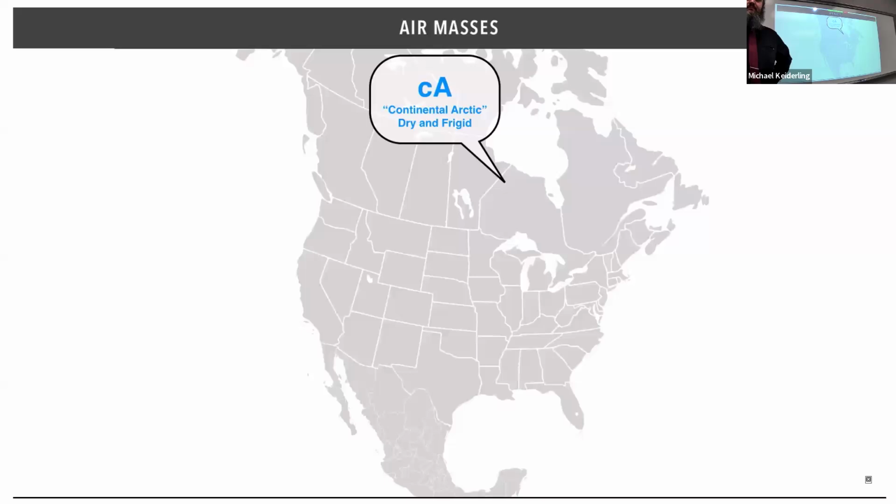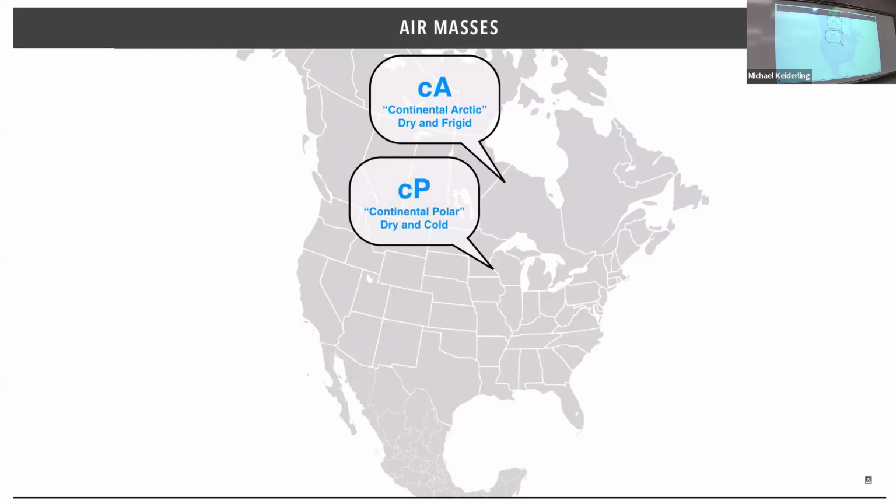cA air masses rarely make it all the way down to the United States, though they do have an impact on our weather. The more common cold air mass that affects us in the United States is a cP, or continental polar air mass. This sort of air mass is dry and cold, though not quite as cold as an Arctic air mass. These swoop down from Canada and have a major impact on the weather in the northeastern United States.